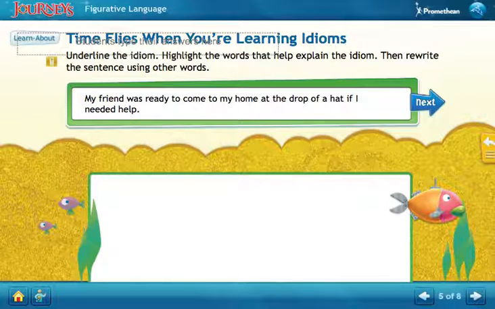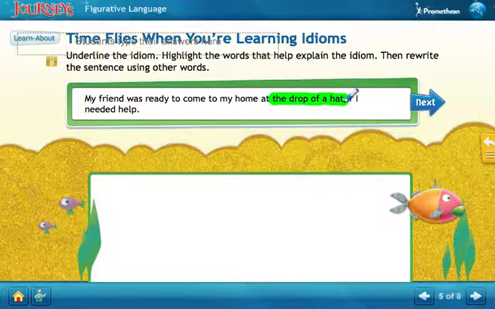And this last one for this activity, my friend was ready to come to my house at the drop of a hat if I needed help. So she was ready to come immediately to help her.